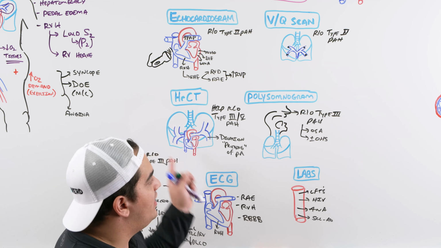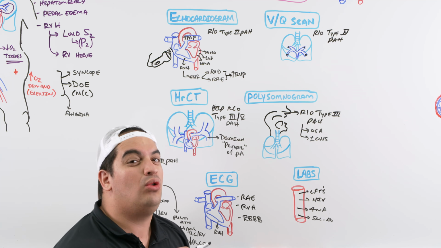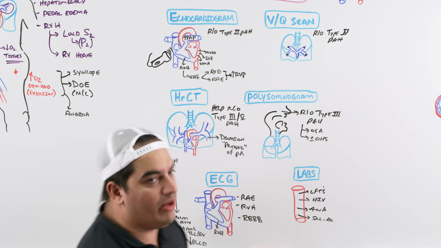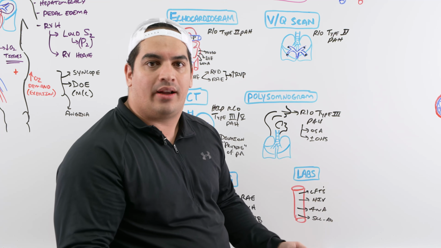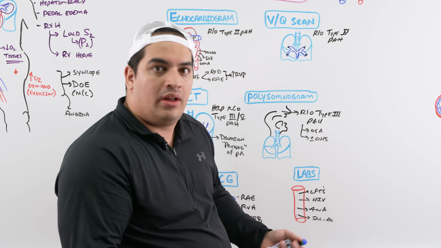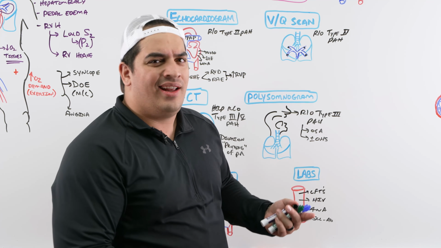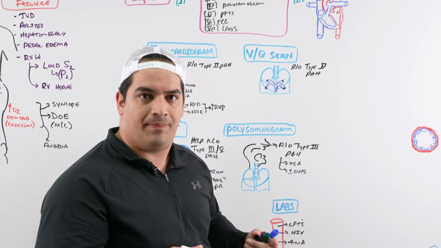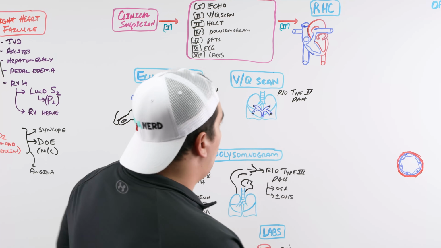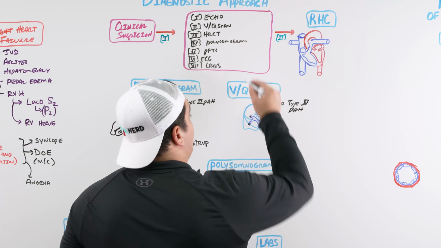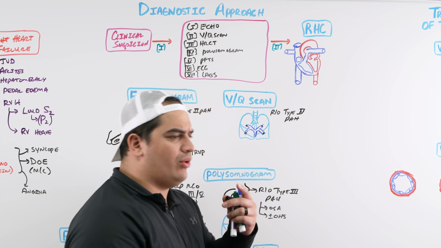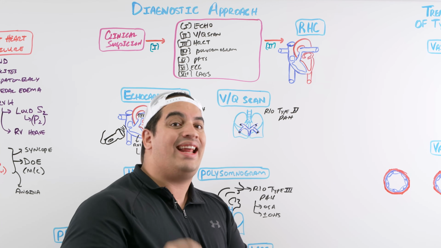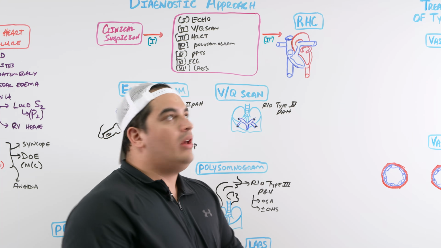I'm doing all of these tests, and if I go through all of these and I rule out every single one of these disorders, what am I left with, my friends? Idiopathic or heritable, and if I really wanted to, I can check for the gene mutation, but idiopathic pulmonary arterial hypertension. So if I've gone through all of these, I've ruled out type 2, type 3, type 4, type 5, and all the other etiologies that are not idiopathic for type 1.